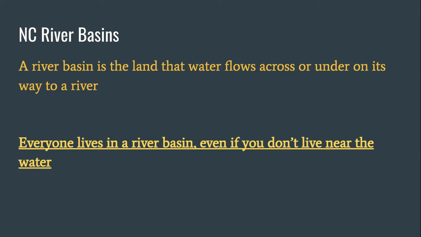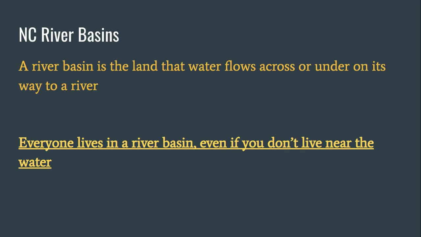Some river basins are really, really large, like the Mississippi River Basin or the Missouri River Basin. That starts way out in, I want to say, Montana, and it goes basically all the way over to where the Appalachian Mountains are, and it funnels from the very northern part of the United States, up near the Canadian border, all the way down to the Gulf of Mexico.